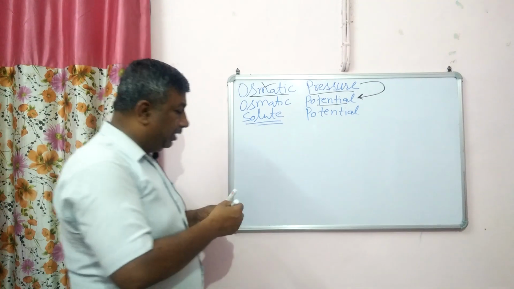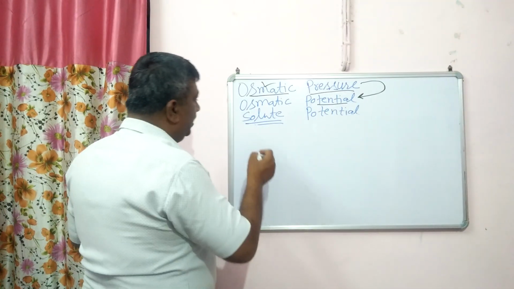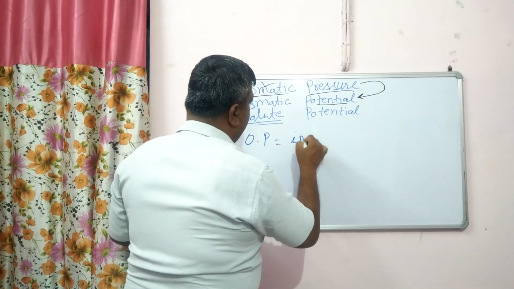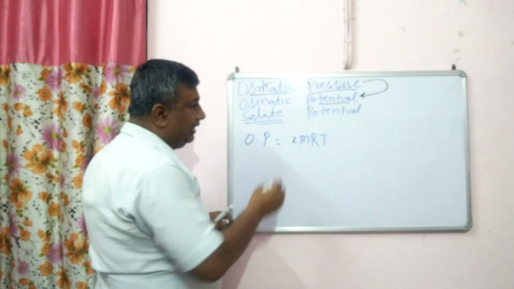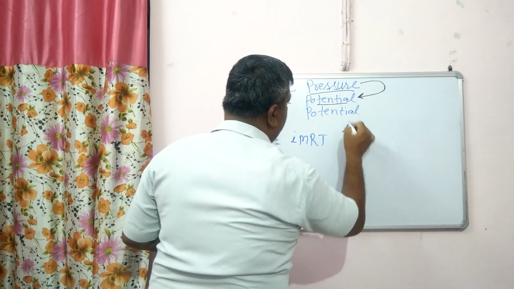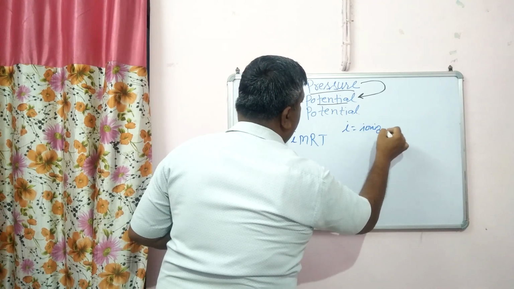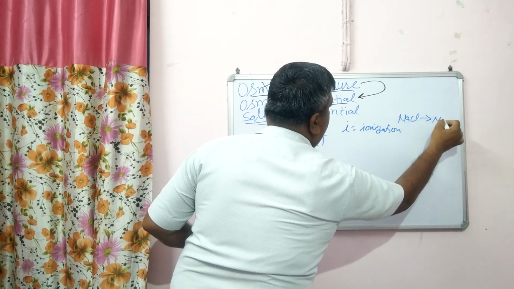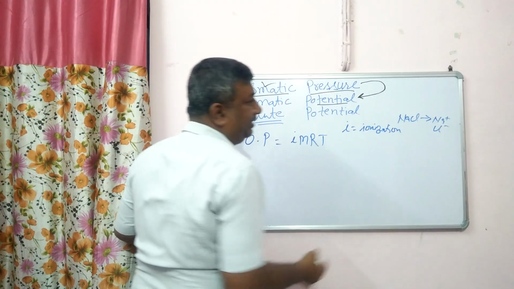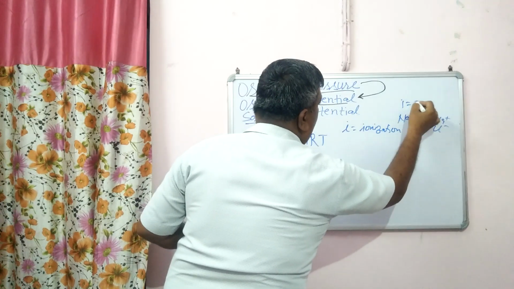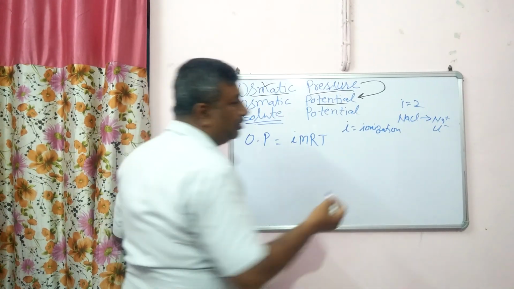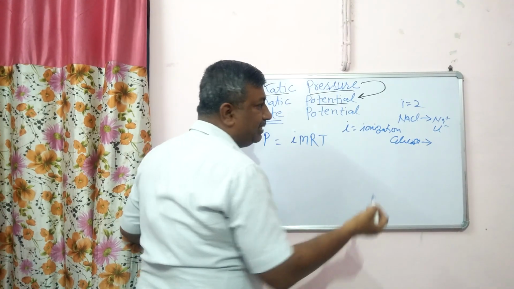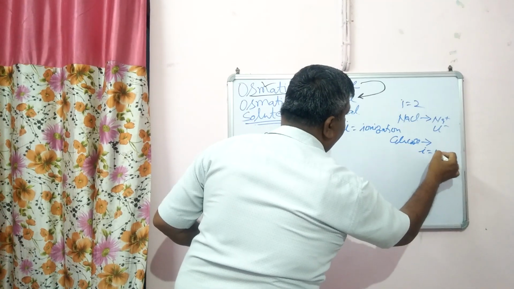This osmotic potential depends upon, or we can calculate it by the formula, OP, osmotic potential, is equal to i M R T, where i is equal to the degree of ionization. For example, NaCl dissociates into Na plus and Cl minus. So here i is equal to 2. Suppose it is a sugar solution, glucose. Glucose is not ionized, it remains as such. So i is equal to 1.